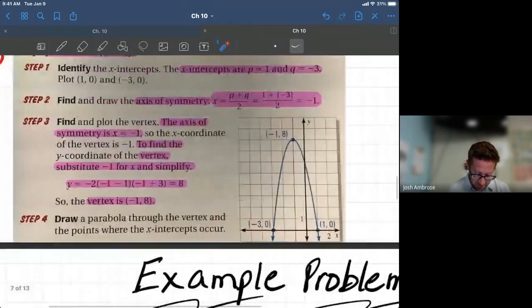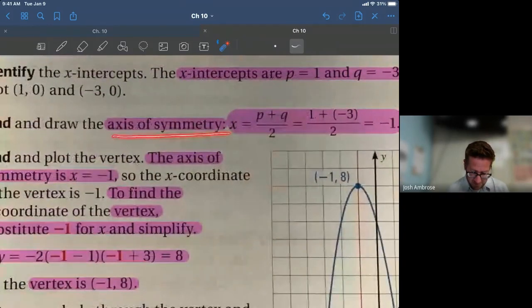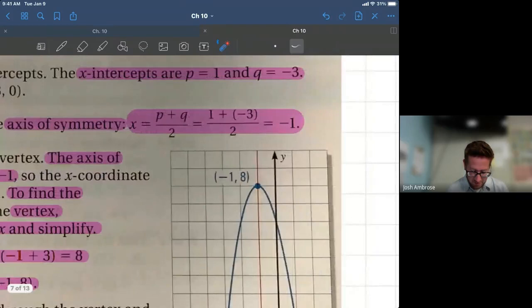So now we have to do the axis of symmetry. We already have P and Q, so plug it into this equation here. P plus Q divided by 2. So 1 plus a negative 3 makes a negative 2, divided by a positive 2 makes a negative 1. So that's the x value of the vertex. That's how we get this negative 1 value right here.